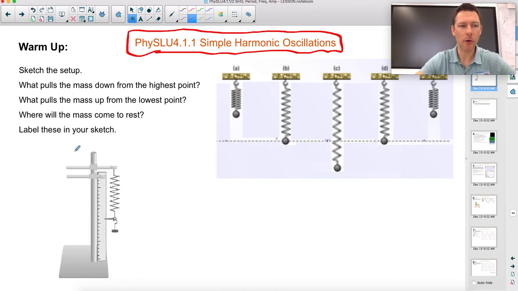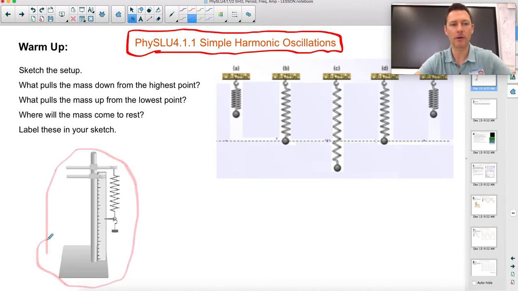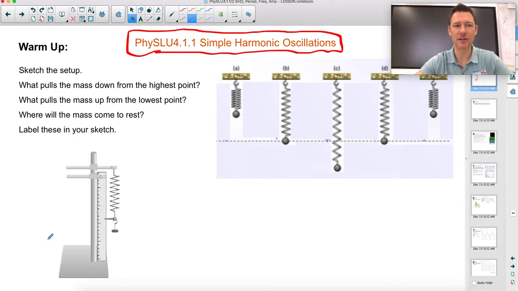patch things up. I was hoping to start this with a little demo, but I don't know who's hanging out with you, and I don't know if we should trust them with springs and masses, so you might have to just use your imagination on this one.